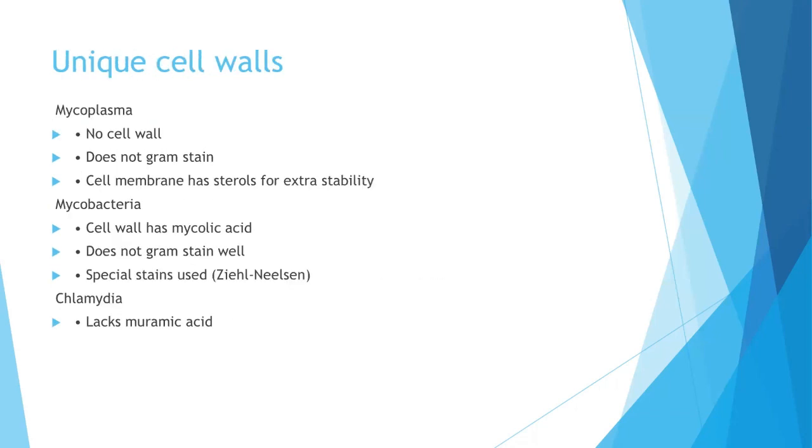There are some unique cell walls in some unique organisms. For example, mycoplasma do not contain a cell wall, and so they do not gram stain at all. The cell membrane has sterols for extra stability. In the case of mycobacteria, the cell wall has mycolic acid. They do not gram stain well, so we need to stain them with special stains like Ziehl-Neelsen stain. In the case of chlamydia, they lack muramic acid.